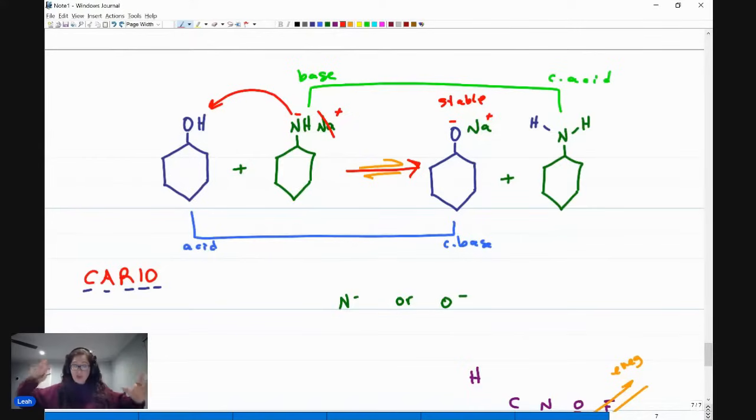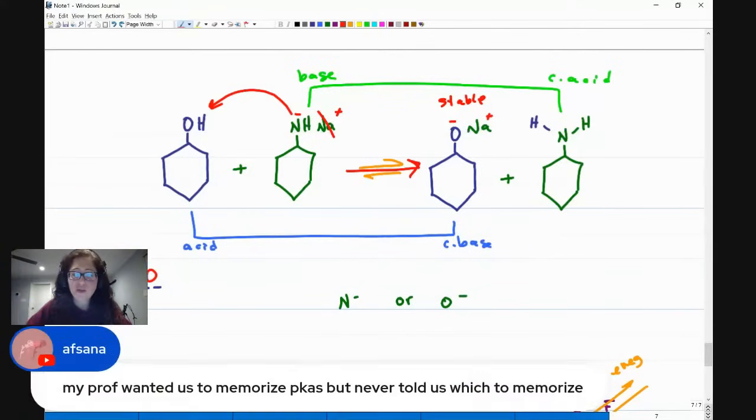So which side, right or left, has the more stable, unstable version, the more stable, unstable molecule? My professor told us to memorize pKa's, but never told us which. That is not very helpful.